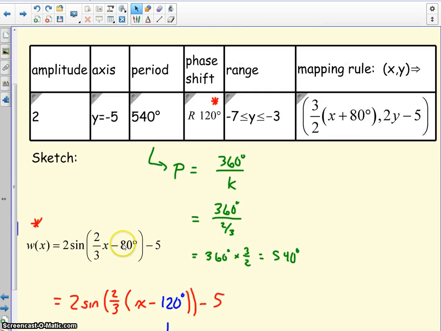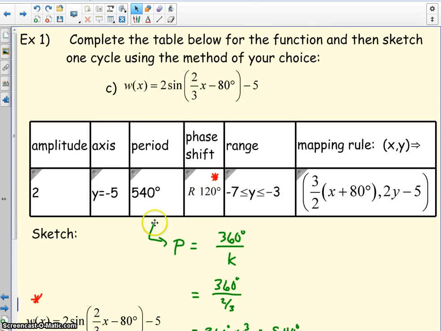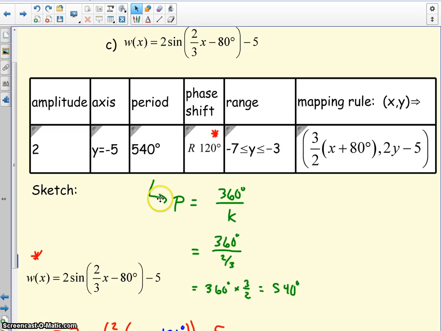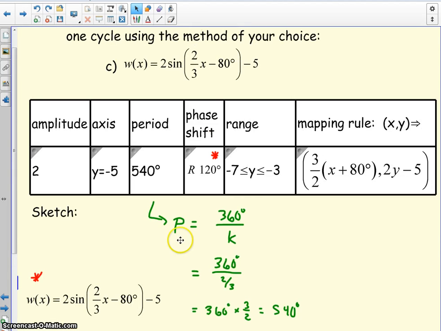A couple things to note here. You'll notice here for the period again, it's 360 degrees divided by your k value. Your k value is a fraction here. Just be a little bit careful here when you're dividing it out. So 360 divided by 2/3. Dividing by 2/3 is the same thing as multiplying by 3/2, so you get 540 degrees.